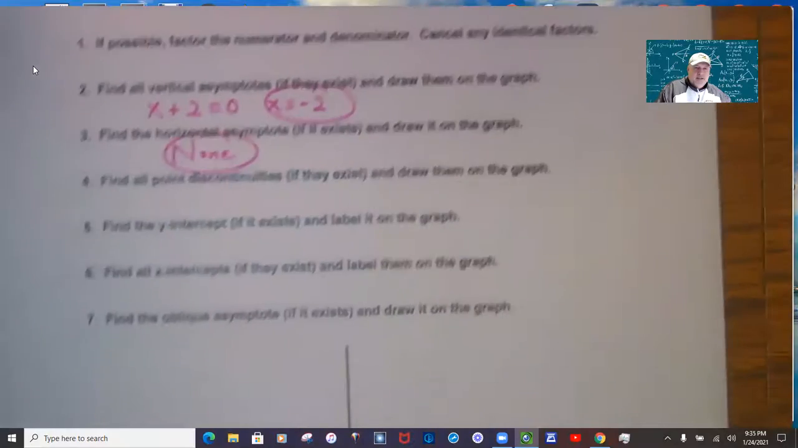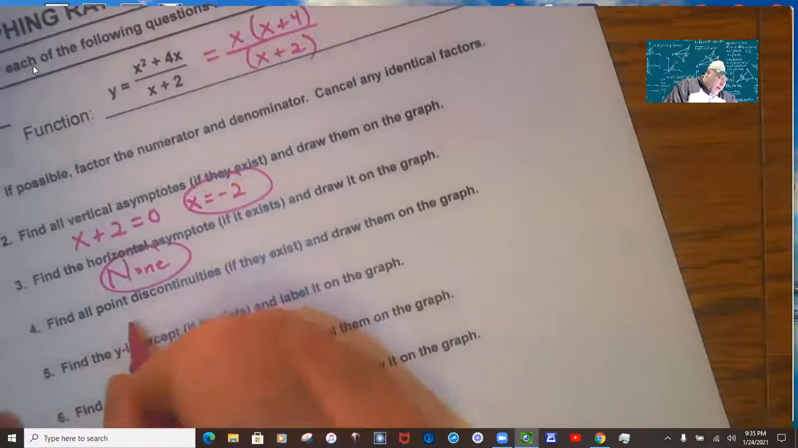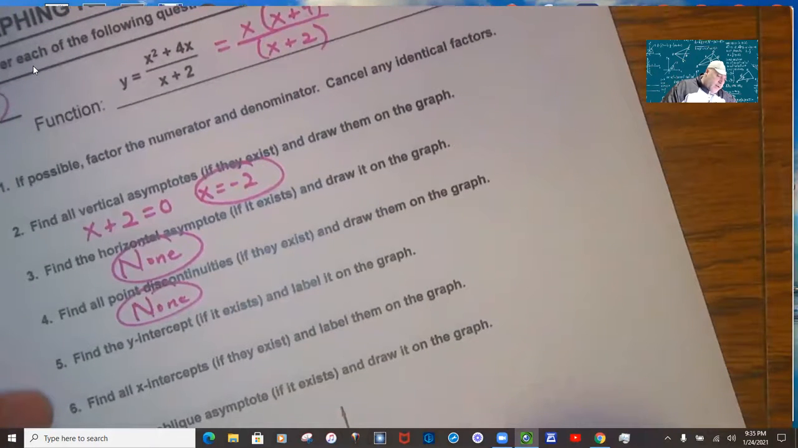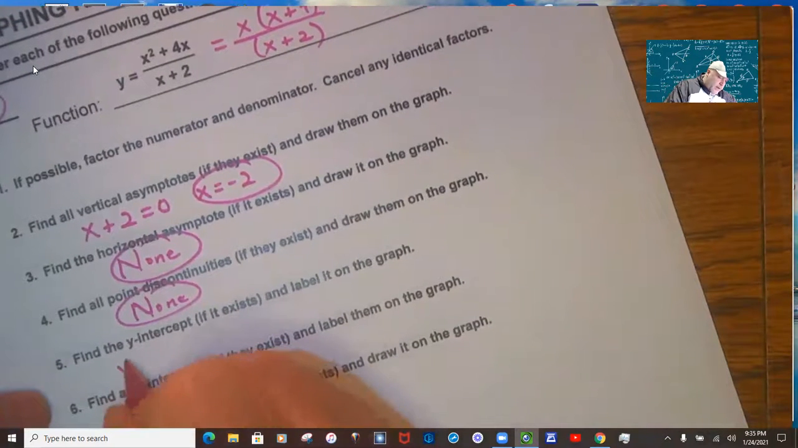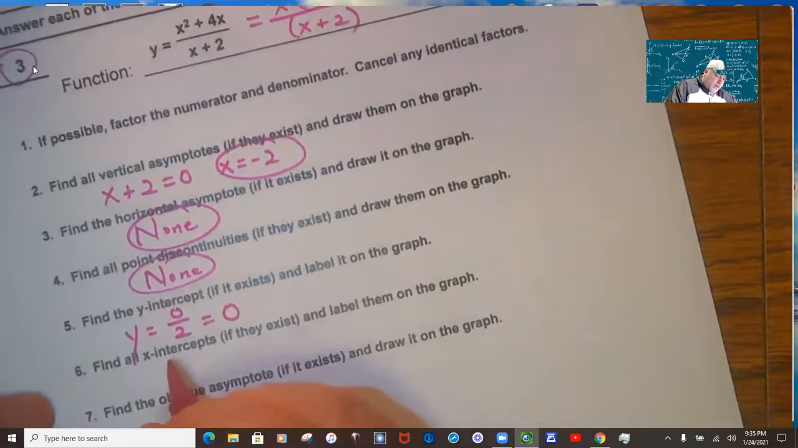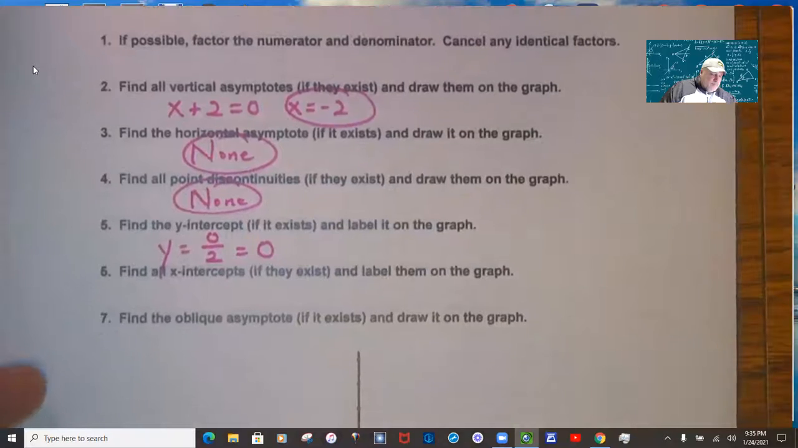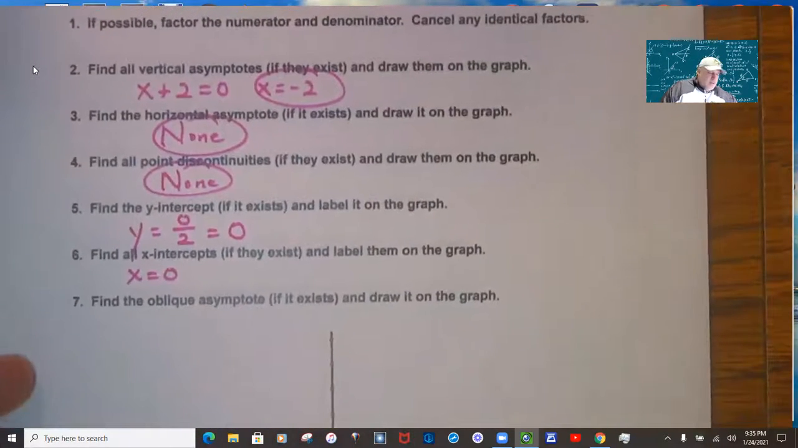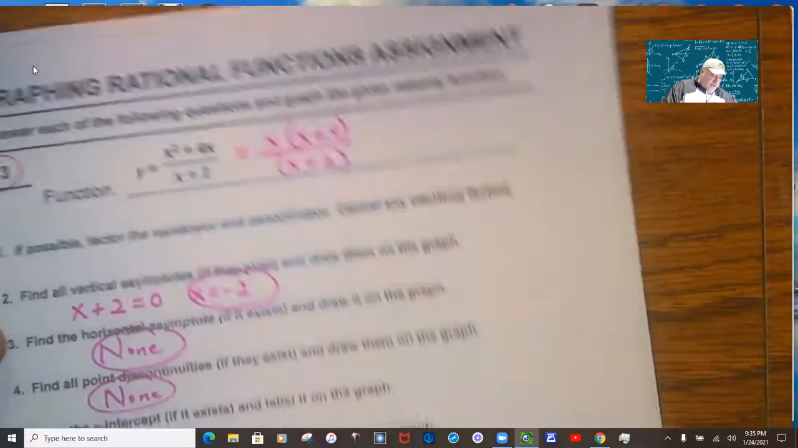Okay, so no point discontinuities exist. Why? Because there was no canceling. Find the y-intercept. So we are going to get 0 over 2, which is 0, which automatically, I guess, yeah, okay, so it's 0. It's also an x-intercept, but there's one more x-intercept. Okay, so you need to take each of those factors equal to 0.